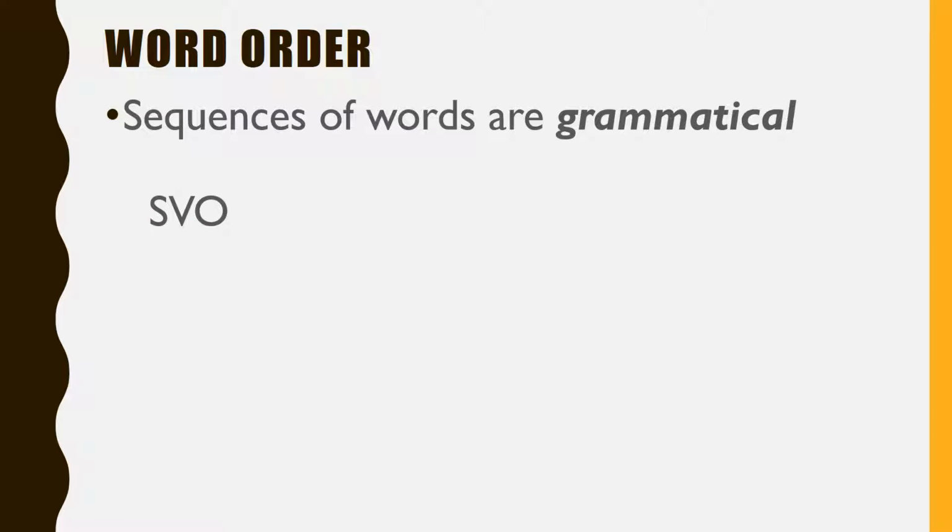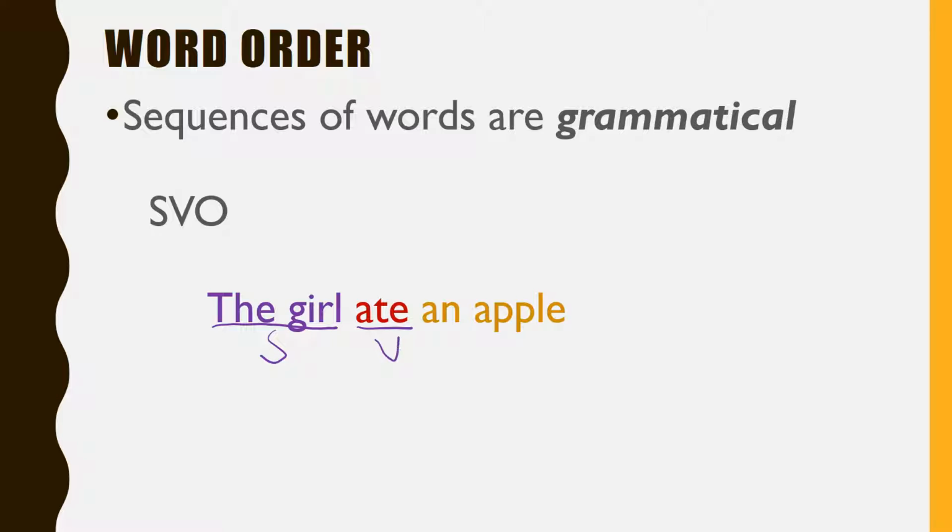Then, as I mentioned before, the word order in English is subject, verb, object. And we have an example here. So we have here: the girl ate an apple. So if we analyze the word order of this sentence, we know that the subject is the girl, ate is the verb, and an apple is the object.